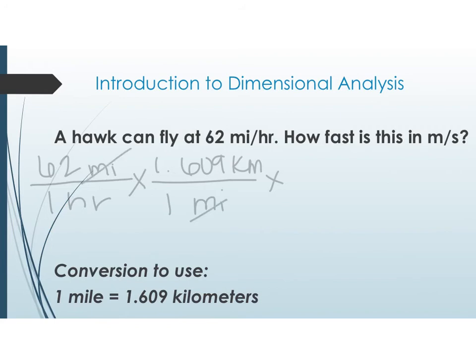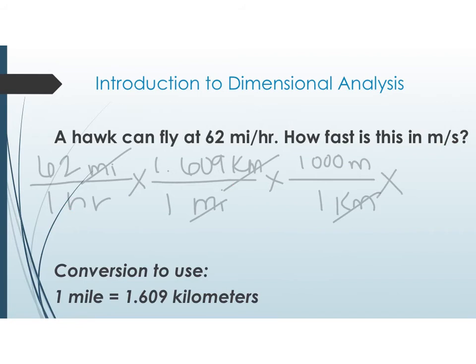Now I'm in kilometers. I need to get to meters. According to King Henry Died by Drinking Chocolate Milk, there are 1,000 meters in 1 kilometer. And that lets me cross off the kilometer. Now I'm in meters, which is great. But I still have the hours over here, which I didn't want because I need meters per second, not meters per hour. So let's try to tackle that next.